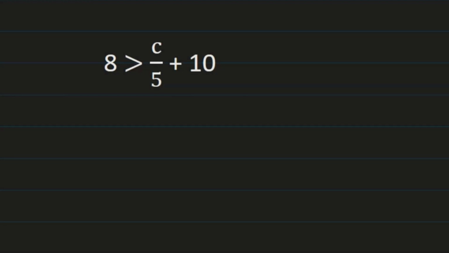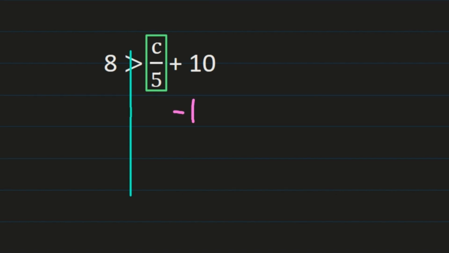For our third example, you'll notice I put the variable on the right-hand side of our inequality sign, but that's not going to make any difference to our steps. So we have 8 is greater than c divided by 5 plus 10. And our steps are going to be to isolate c divided by 5 first, so that's what I'm boxing up. And again, if the line helps you to make sure that whatever you do on the right-hand side, you do on the left-hand side of your inequality, go ahead and add it now.